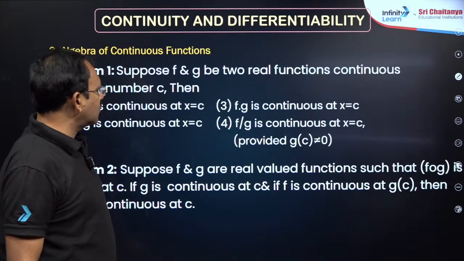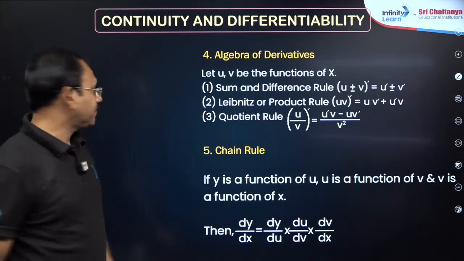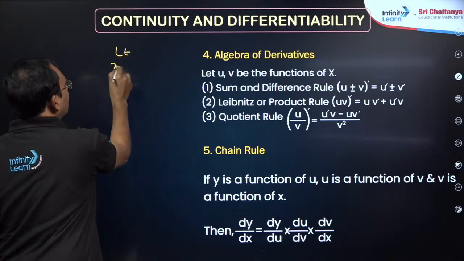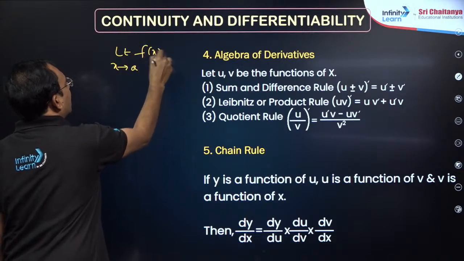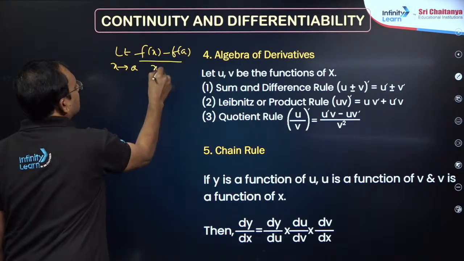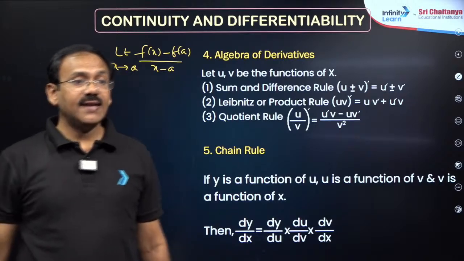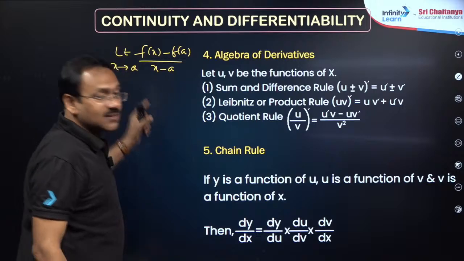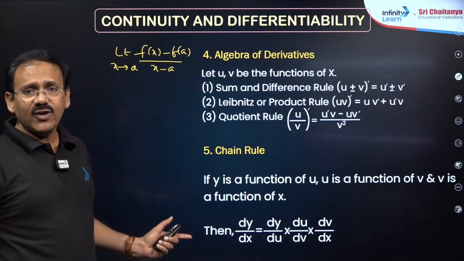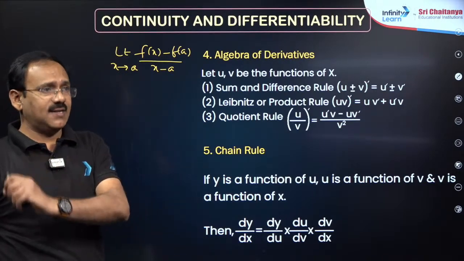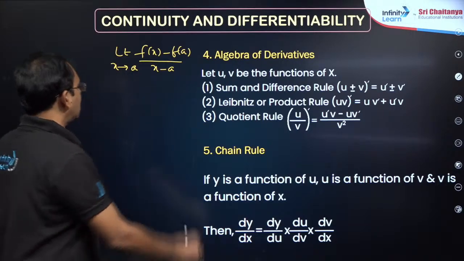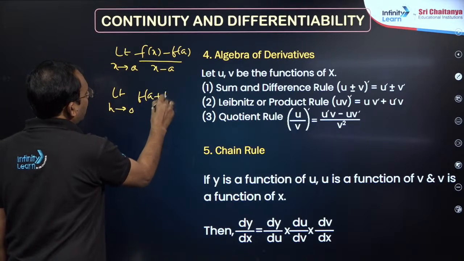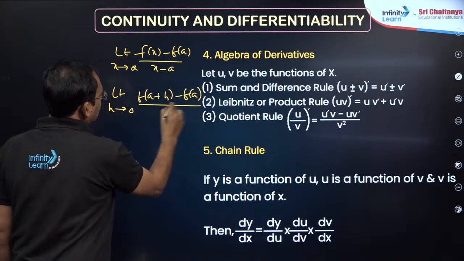Coming to differentiability, dear students. A function is said to be differentiable at a if limit x tends to a, (f of x minus f of a) by (x minus a) exists finitely. Exists finitely. This limit must exist, which doesn't mean the limit is infinity or minus infinity; it must be a finite number. Which you can also say is limit h tends to 0, (f of a plus h minus f of a) by h, my dear friends.